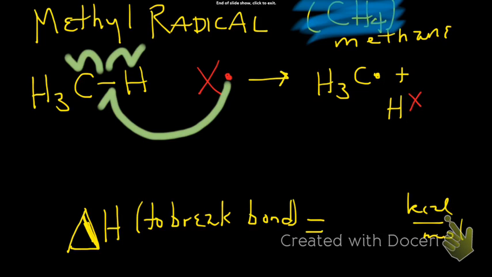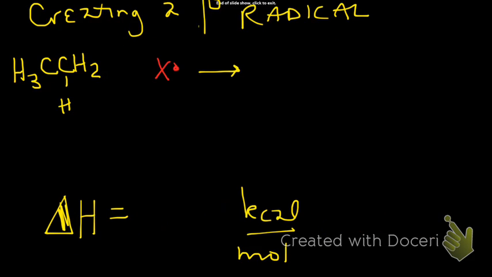So how much energy does it take to break that bond? So what's the delta H to do that? And it's not important for you to memorize these numbers, but it's 105 kilocalories per mole. So what happens if we look at ethane? So instead of methane, let's start with ethane and create what's called a primary radical. So now we're going to create what will become a primary carbon radical.